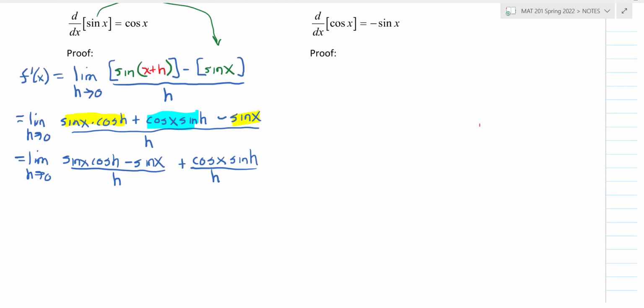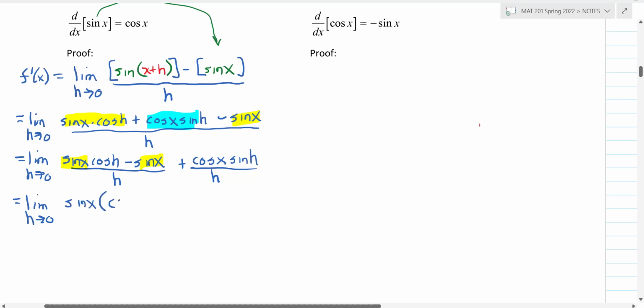Okay, now limit laws are a big deal. So we know that if we take the limit of a sum, we can break this down into the sum of the two limits. So I'm going to write this first limit as the limit as h goes to 0. I'm going to factor out this sine x, just some basic algebra. So I'm going to have sine x times parentheses cosine h minus 1 all over h. Then I can do the limit of the second part. So I'm going to write this as the limit as h goes to 0 of cosine x sine h over h, like this.